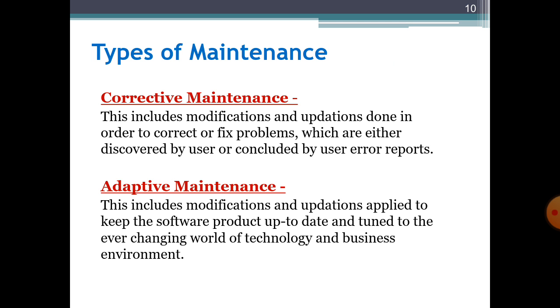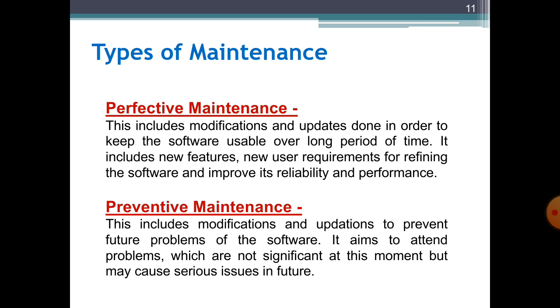This kind of maintenance we call adaptive maintenance. And the third one is perfective maintenance. So we can say that perfective maintenance is a type of maintenance where we have a new feature or a new user requirement where we have to refine our software to improve the reliability and performance attributes of our system. We call this type of maintenance perfective maintenance.